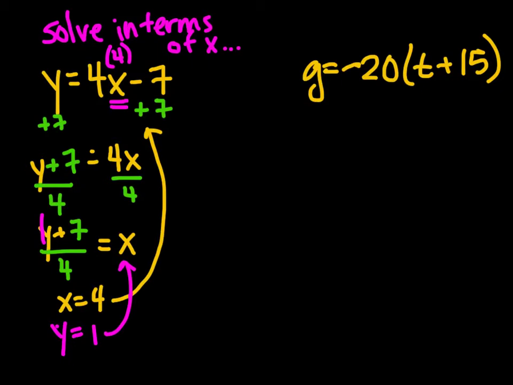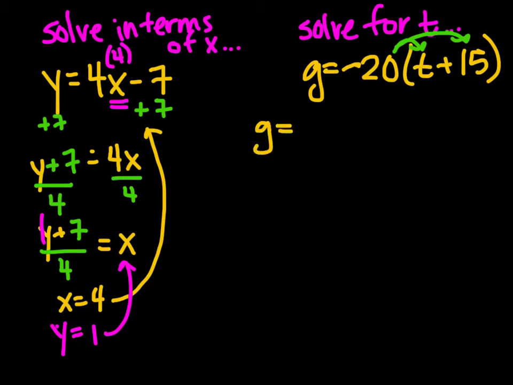This next equation, we have g is equal to negative 20 times t plus 15. We need to solve for t. What does this particular equation look like if t were equal to everything else? So we have a little bit of work we need to do. We could either distribute the negative 20 in first to make our lives a little easier. So we have g is equal to negative 20 times t plus negative 20 times 15, which is equal to negative 300.